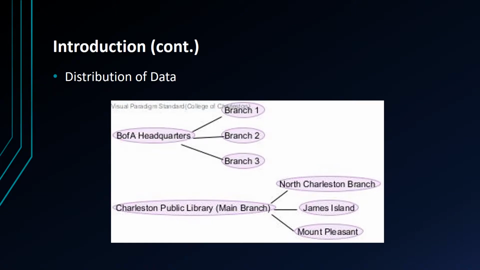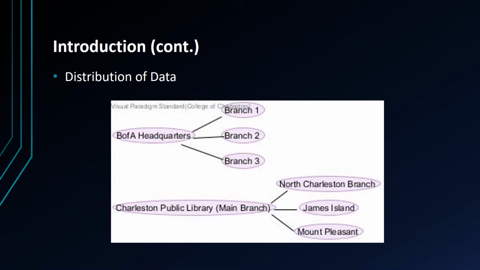Similarly, we have a digital library, say Charleston Public Library. This is the main branch, and the sub branches are, suppose, North Charleston, James Island, Mount Pleasant. So this is a distributed framework.